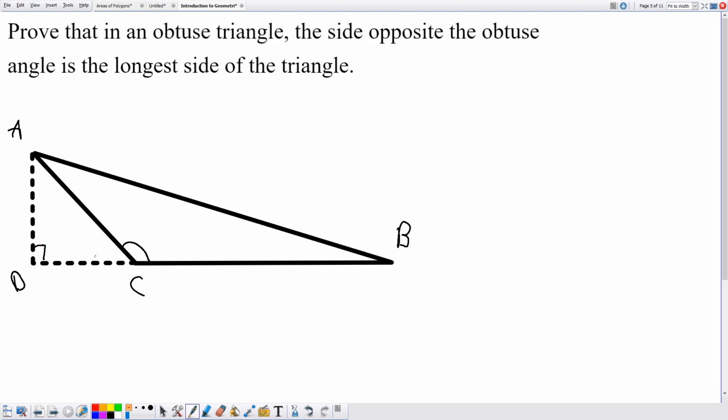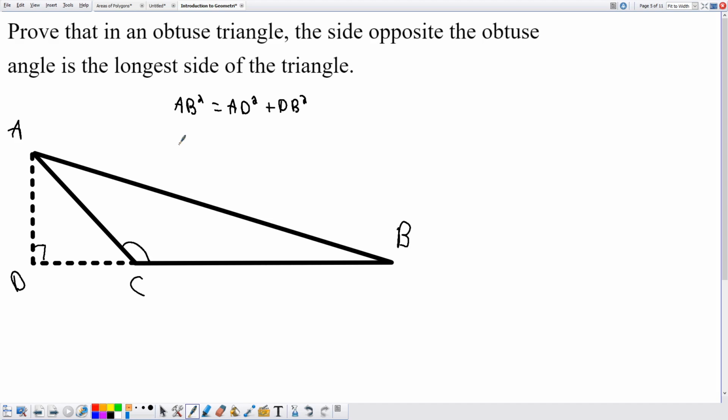Okay, now I can apply the Pythagorean Theorem, and we have that since AB is the hypotenuse, since it's opposite to the right angle, AB squared is equal to AD squared plus DB squared. What can we do with this information?